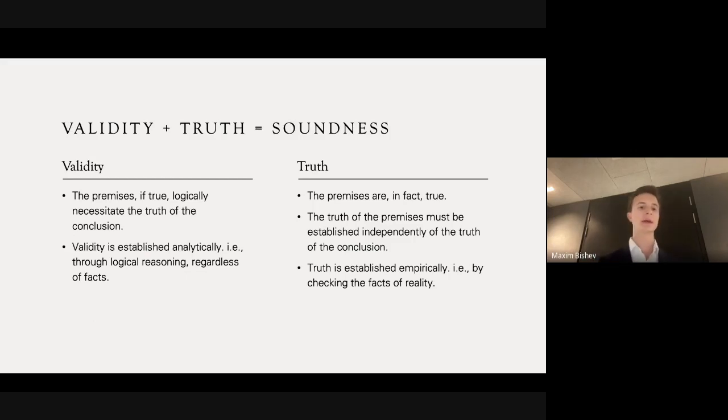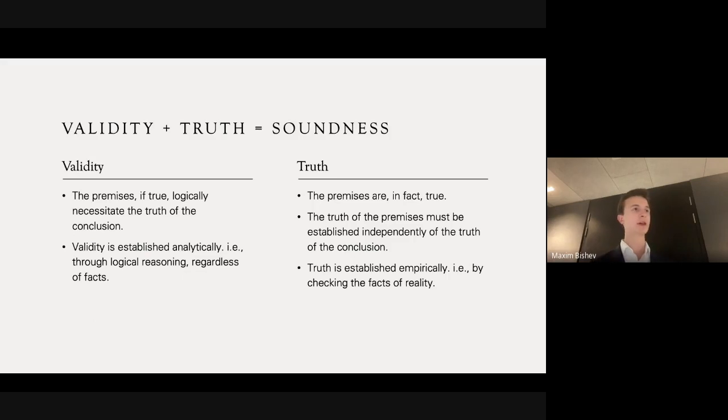So for example, if I were to say Maxim is teaching right now, that would be a synthetic judgment, because to know whether that's true or false, you would have to look at the world and see, is Maxim teaching or not? But if I were to say 1 + 1 = 2, you wouldn't have to look at the world to know that. You would just have to analyze the meaning of one, the meaning of plus, and the meaning of equals, and the meaning of two, and you would see that that is necessitated just by the logic of its own self.